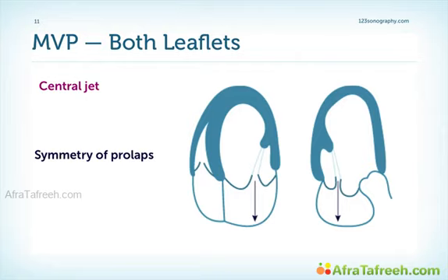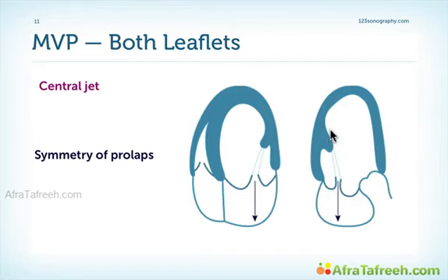Remember, in the chapter on quantification of MR, we already saw an example of a bileaflet prolapse. Well, in bileaflet prolapse, we have symmetry of the valve. Therefore, we have a very central jet. You can appreciate those central jets best in a 4-chamber view, but also, for example, in a 3-chamber view.